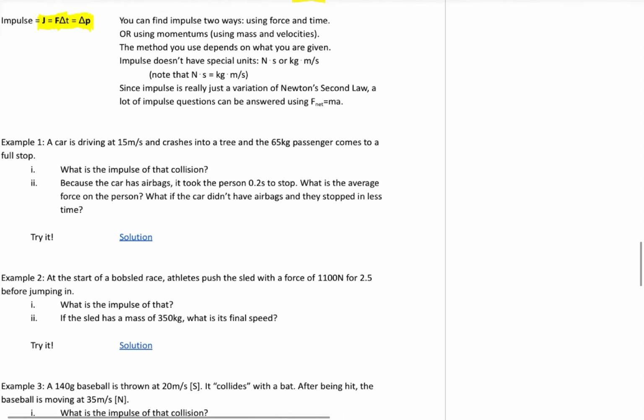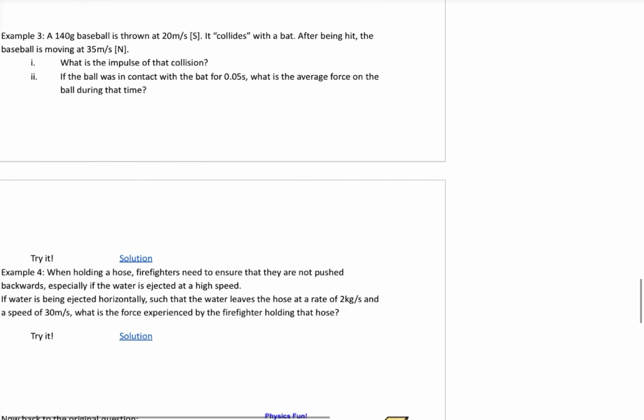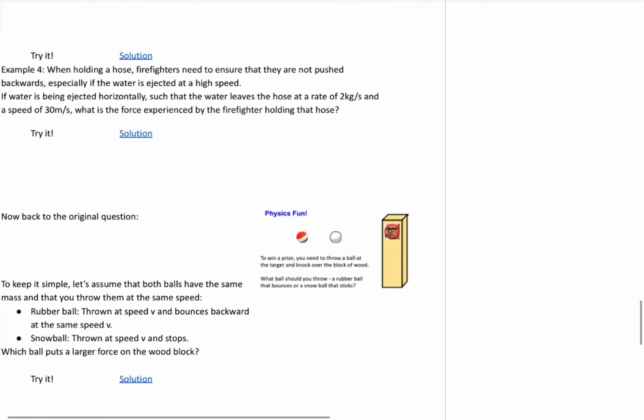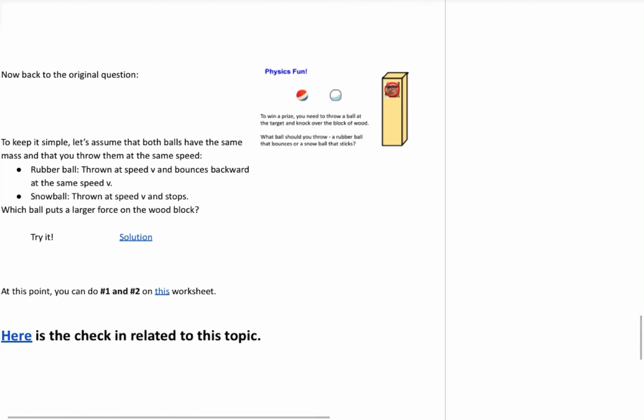That's really it for the notes. There are a couple of examples here with videos, so work through those examples and see if they make sense. Go back to that original question: which ball would be better, the bouncy ball or the sticky ball? The solution is here. Take a peek at that too, and see if your intuition was right. There's also a check-in and a worksheet related to all this. Hopefully that clarified things. As always, email if you have any questions.